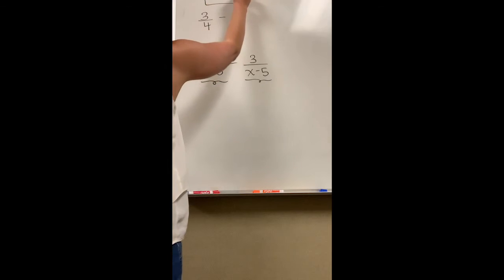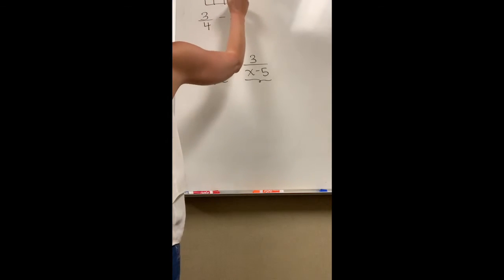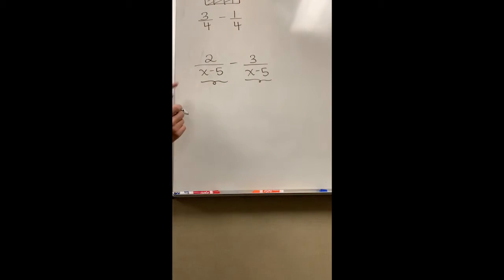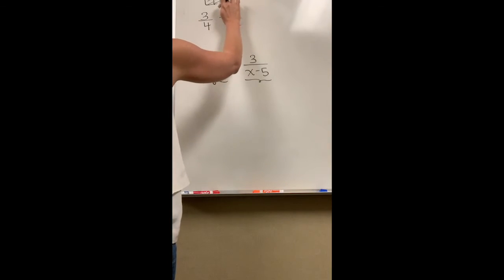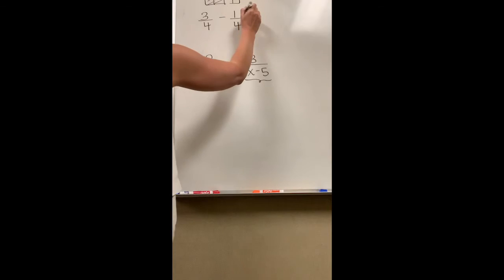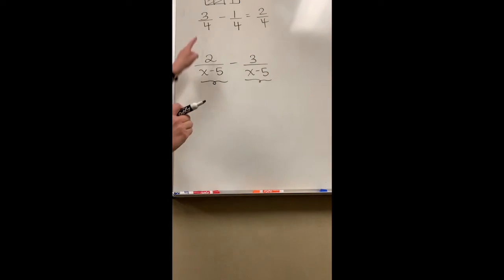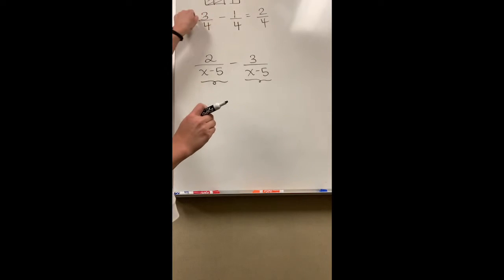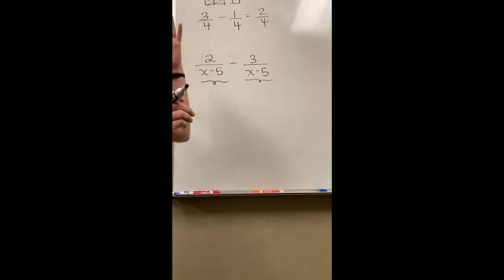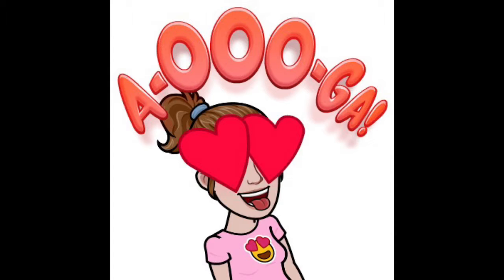So if I had 3/4 of something, this represents 3/4, and I lost 1/4 of it, I would be left with 2/4. So what I can see as the rule is that I just take my numerators and I subtract them and I leave whatever my denominator is. So that's what we're going to do here.